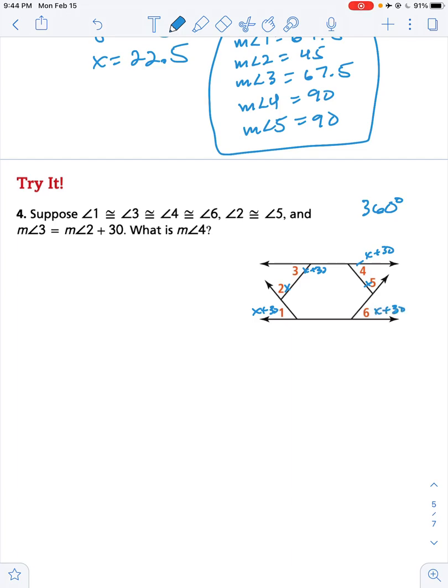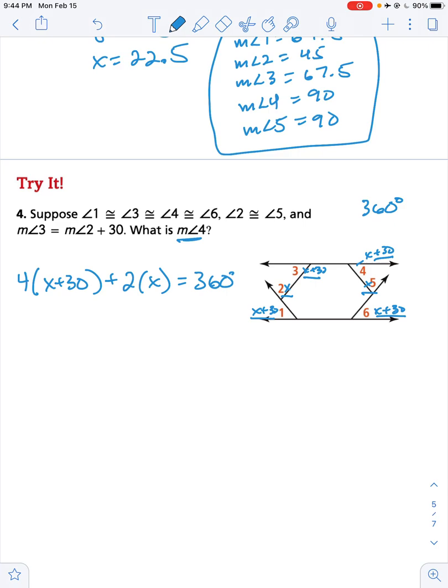Right? So then the sum, instead of writing it all out, I'm just going to put 4 times x plus 30 because I have 4 angles that measure the same thing, right? And then plus 2 times x because I have 2 angles that measure the same thing. And that's equal to 360. Okay, so now I just figure out what x is so that I can go back and figure out the measure of angle 4, which is x plus 30.